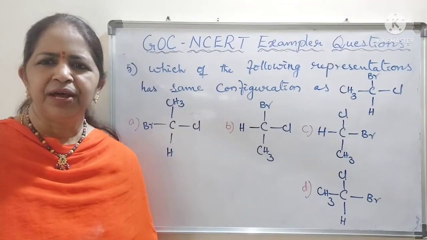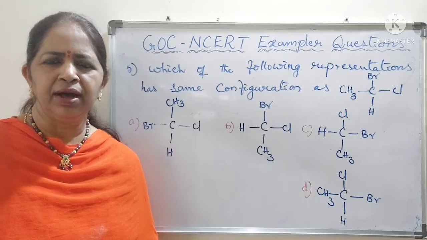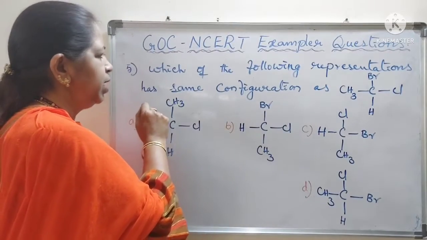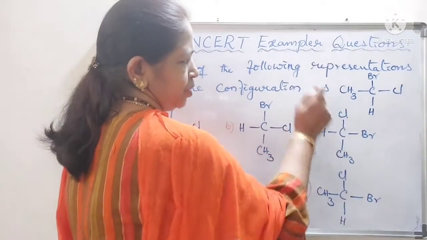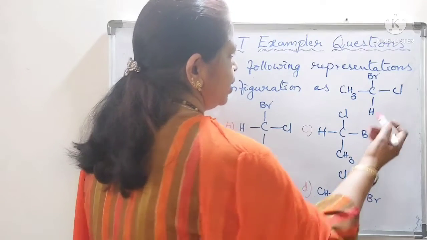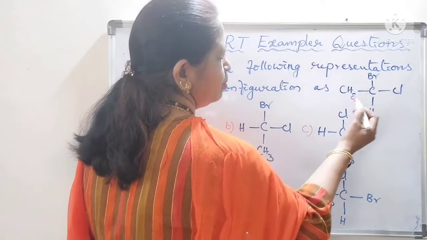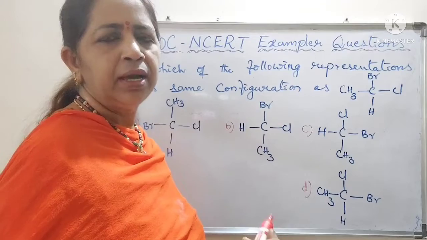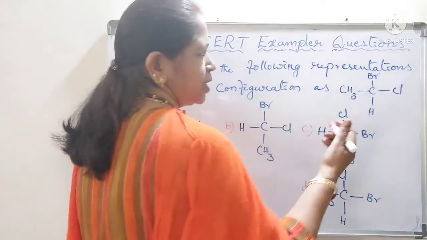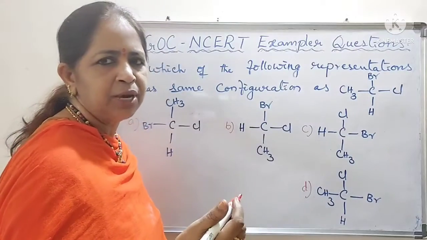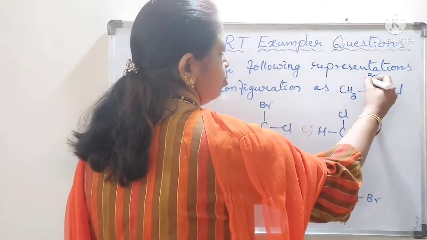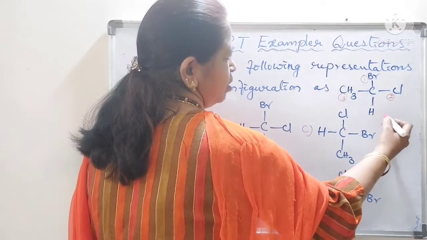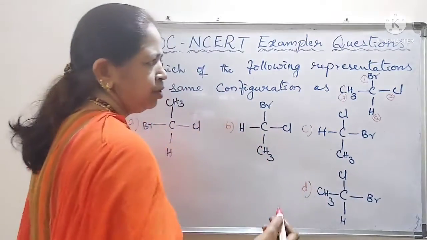Okay, students? Now let us see one more question, students, based on the RS configuration. Which of the following representations has the same configuration as this structure? In this structure, carbon is bonded to chlorine, bromine, methyl group and hydrogen. Now, we have to give the priorities based on the atomic masses. Which has the highest atomic mass? The one with the highest atomic mass gets the first priority. So, here bromine 1, chlorine 2nd and methyl group 3rd and hydrogen always the least priority group.